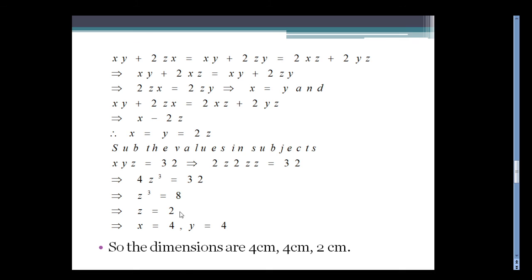After finding z value as 2, substitute in this equation. What is your x? 2 into 2 which is 4. Then y equal to 2 into 2, 4. Now what are x, y, z? Already we have assumed x, y, z are the dimensions of the rectangular box. So we got our x value, y value and z value. So the dimensions are 4 centimeter, 4 centimeter and 2 centimeter.